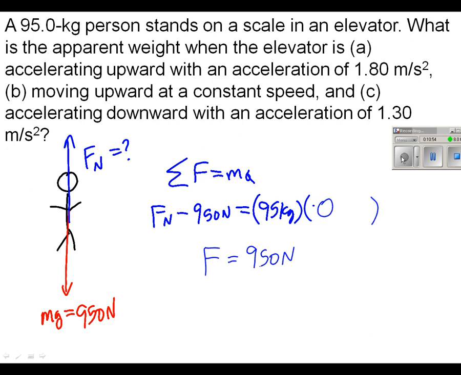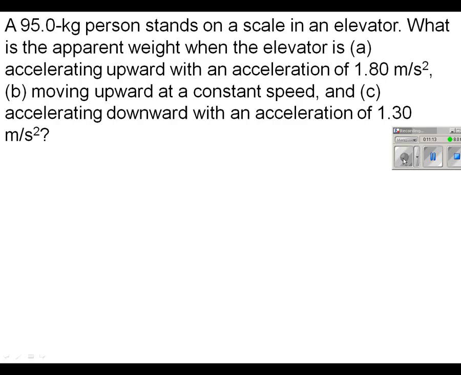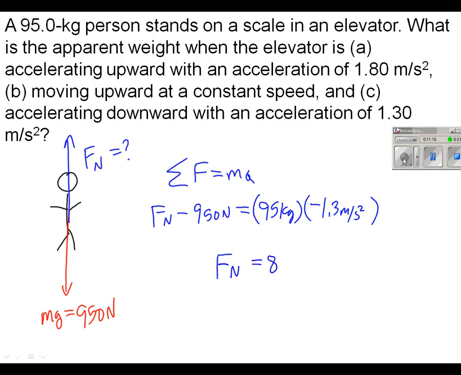Now for part C, all we do is plug in negative 1.3 meters per second squared for our acceleration. Calculate F sub n. We end up with an answer around 827 newtons. And that's your basic elevator problem, how you work with it. And this elevator problem is used in many other instances that we'll practice as well. This is the basic idea of the elevator problem.